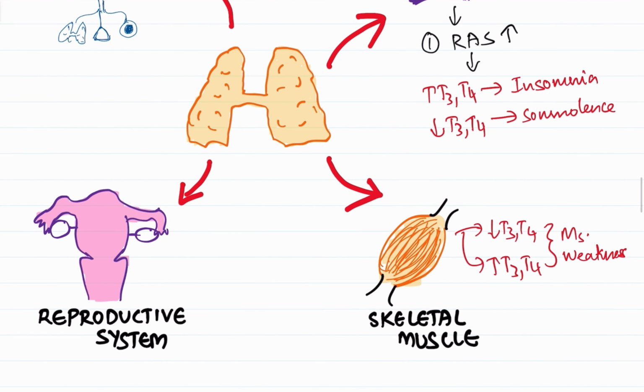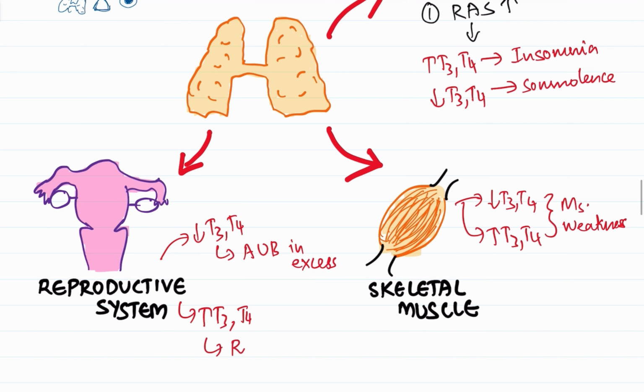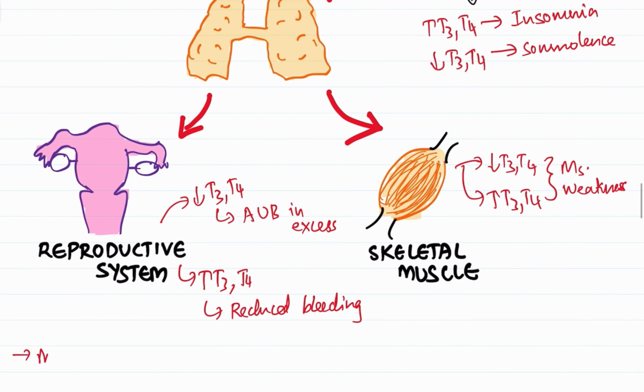Coming to the reproductive system. In the females, the thyroid hormone regulates the menstrual bleeding. In hypothyroidism, there is going to be excessive bleeding, or abnormal uterine bleeding in excess. Whereas in hyperthyroidism, the opposite happens. That is, there is going to be reduced menstrual bleeding. So the menstrual flow is controlled. This is the case of females.